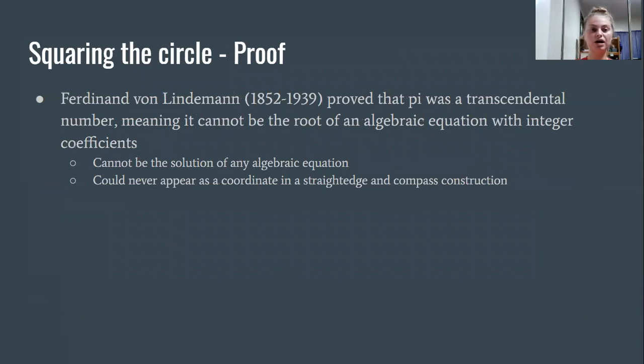Alrighty, and so this isn't like a formal proof. I couldn't find one online, and I'm sure it's very complicated. So this is just an outline of what Ferdinand von Lindemann was able to find out. He proved that pi was a transcendental number, meaning it cannot be the root of an algebraic equation with integer coefficients. So this confirmed that no straight edge and compass construction of a solution to the circle squaring problem was possible. So he proved that it was impossible to square the circle using plane methods.